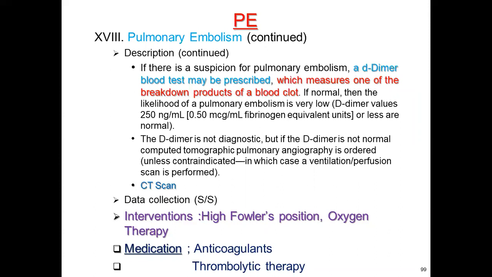What are the other diagnostic tests? We can do a chest X-ray, or we can do a CBC, complete blood count, where we may find thrombocytosis, or prothrombin time and partial thromboplastin time. We can do EKG or arterial blood gas analysis, right? And CAT scan or CT scan. So what is the management, or what are the nursing interventions?